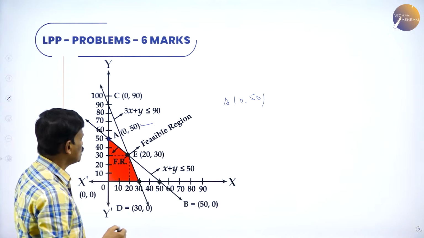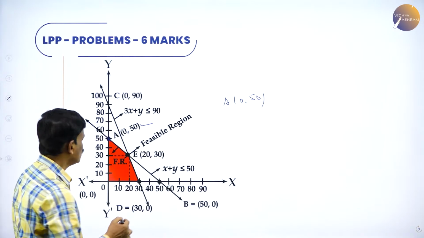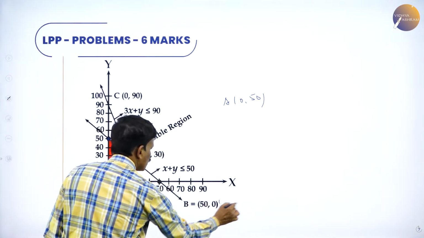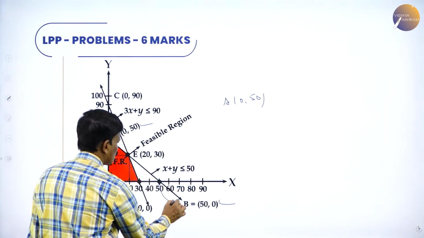Next, B. What is B? B is equal to 50 comma 0. On the x-axis we have 10, 20, 30, 40, 50. This point is B, B is 50 comma 0.